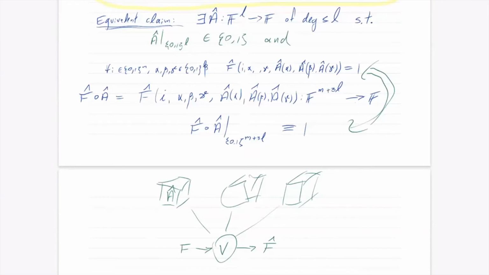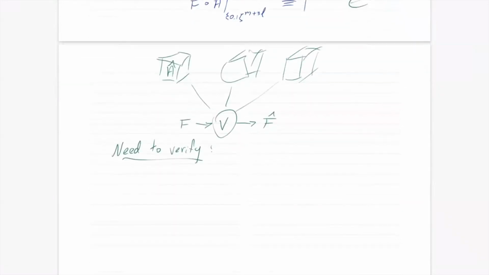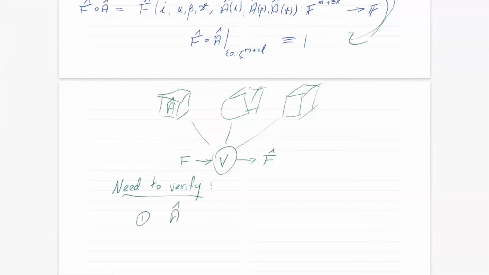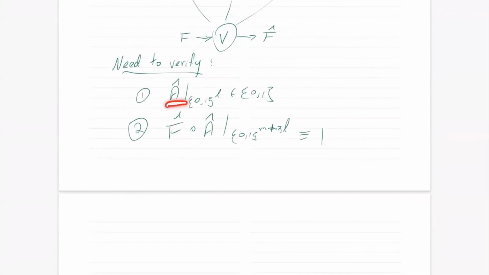So obviously he needs some additional help. But let's see what he needs to be able to verify. So what do we need to verify now, if we already have access to a hat? Two things. One is that a hat is in {0,1} for Boolean inputs. And two, well, we already wrote it, but I'll write it again anyway, that f hat composed with a hat on the 0,1 inputs is constantly 1. So I have access to a hat, and I need to be able to verify both of these things.